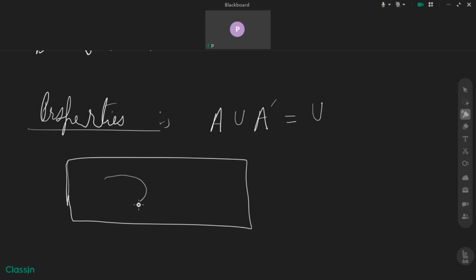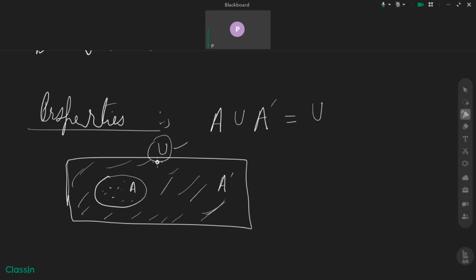Let us say it's set A, then this whole region outside it will be A complement. And we know this is the whole universal set. Then A union A complement will be the complete universal set.